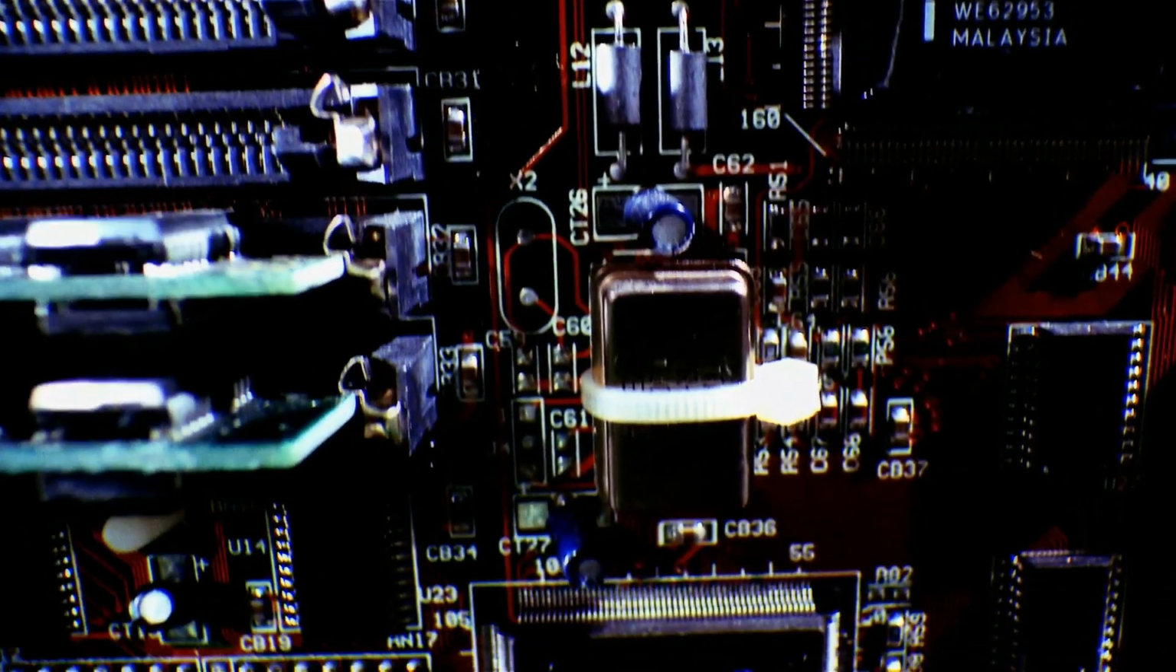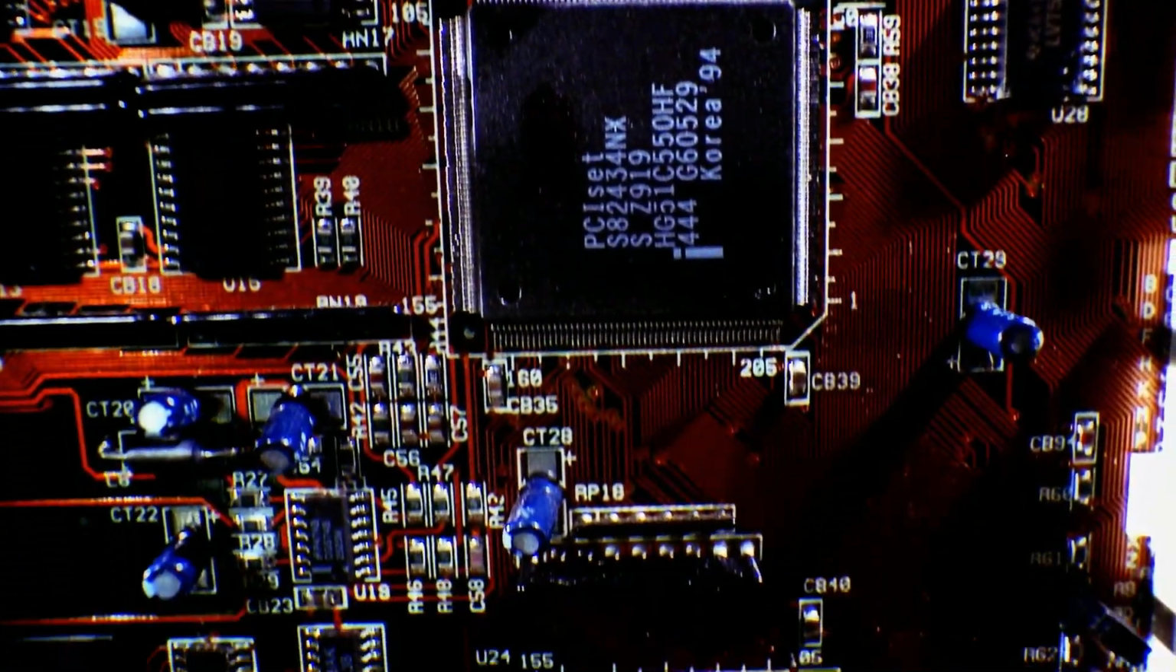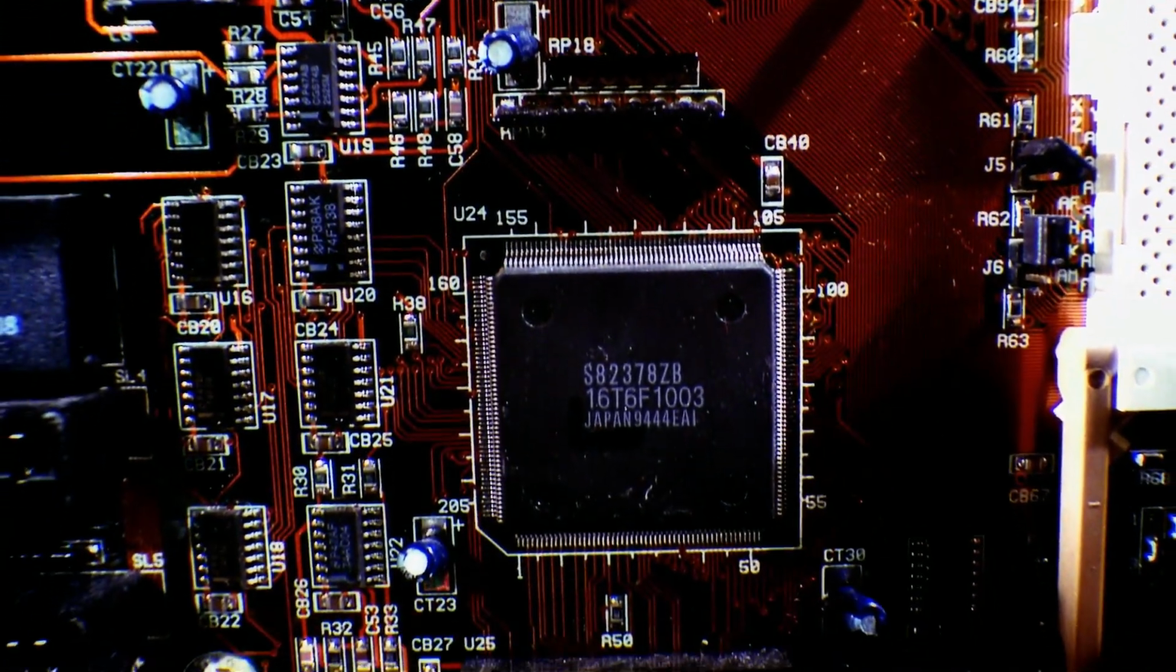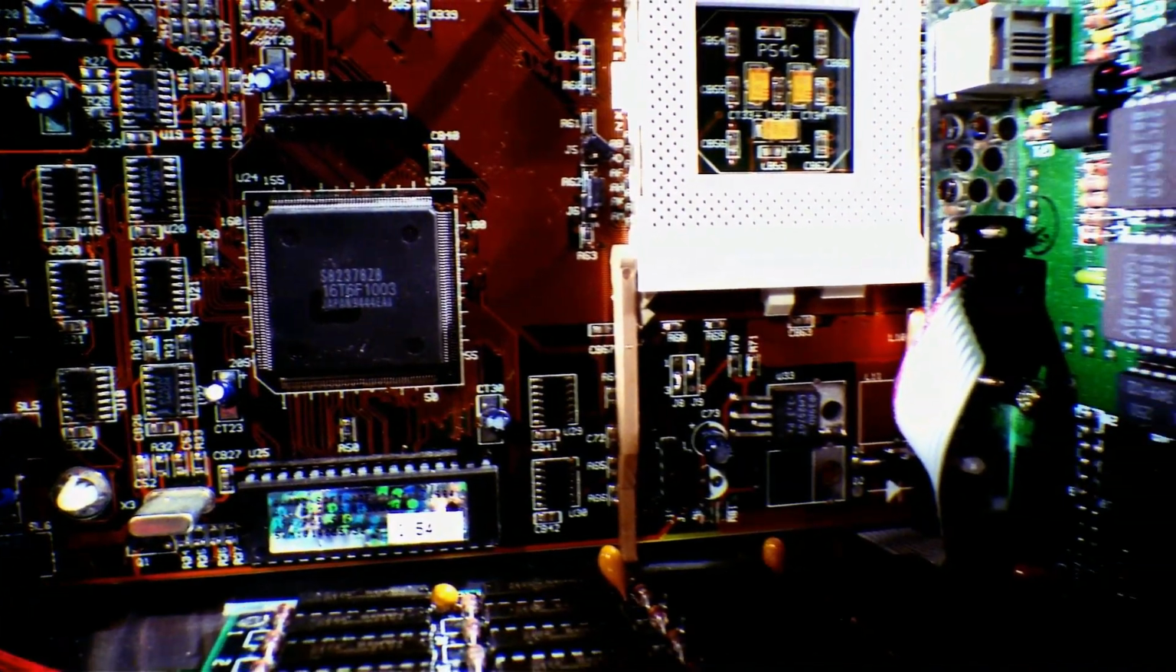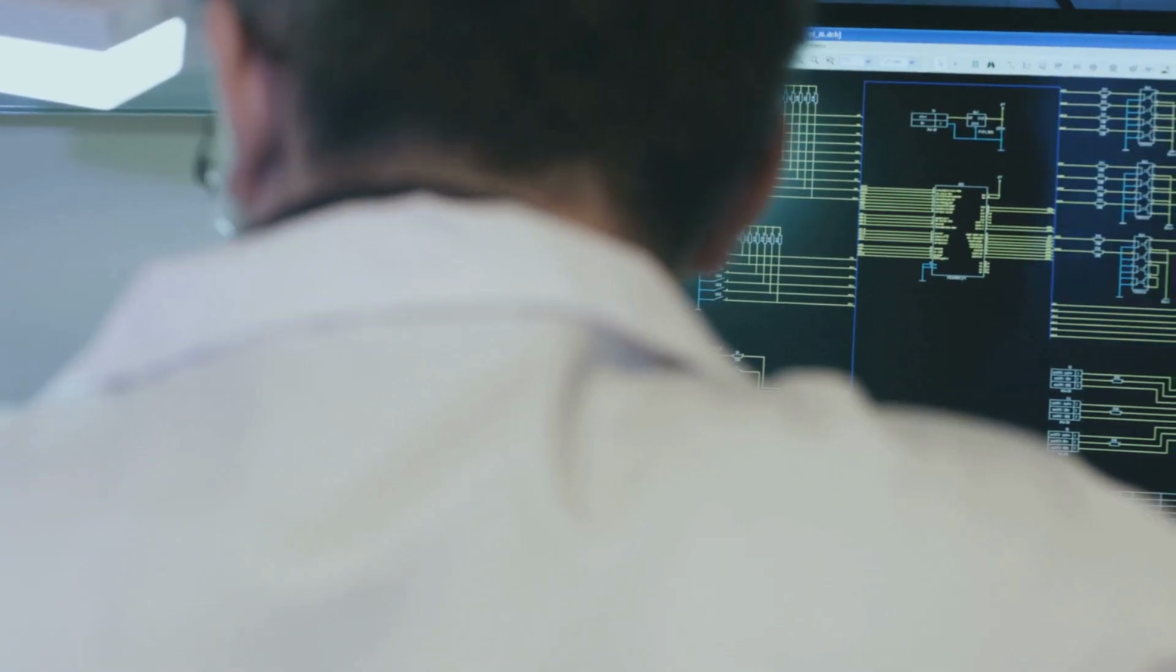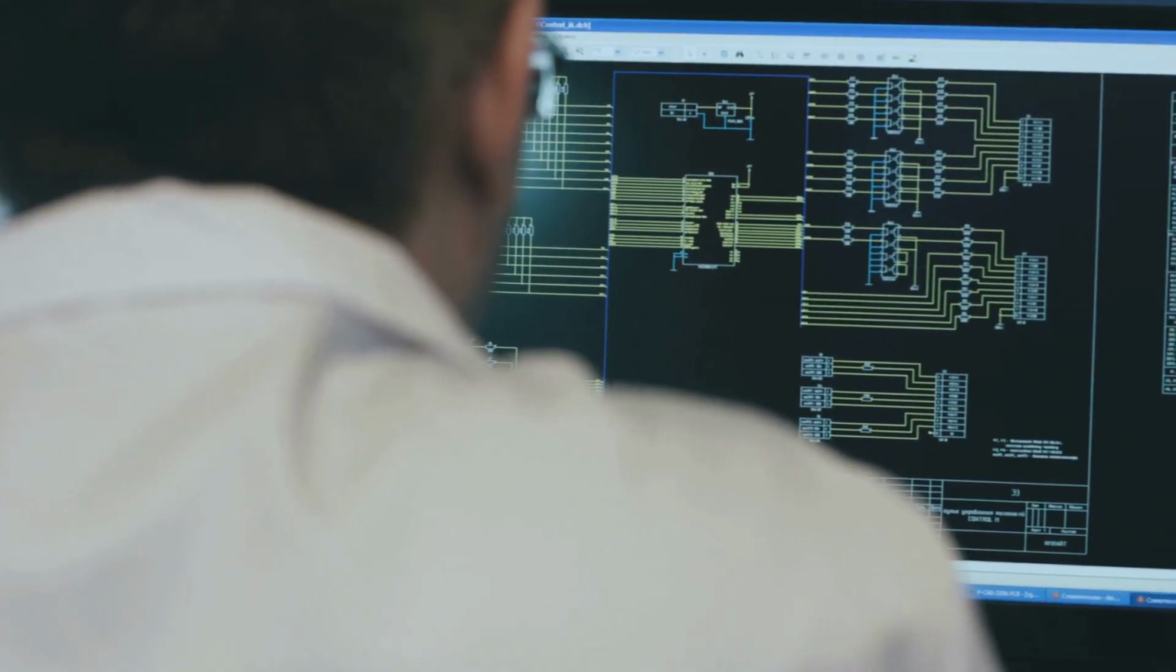Not good. That's where EMI simulation comes in. It's like having X-ray vision into your PCB, letting you see exactly where those pesky electromagnetic gremlins are hiding before you even lay down a single trace. No more expensive and time-consuming rework later on.